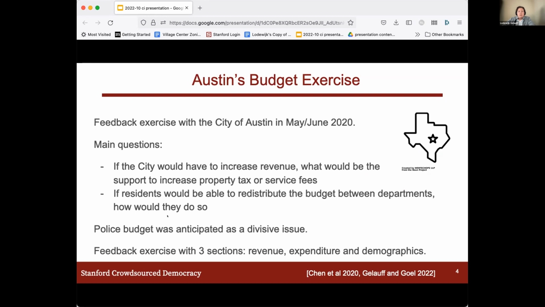The second question was that if the residents were able to redistribute the budget between different departments, how would they do that? We knew that the police department, which was one of these departments, was going to be a divisive issue in the city because that was already known for several years. Besides these two questions, which each had their own section, we had a third section where we were asking people about their demographic information.